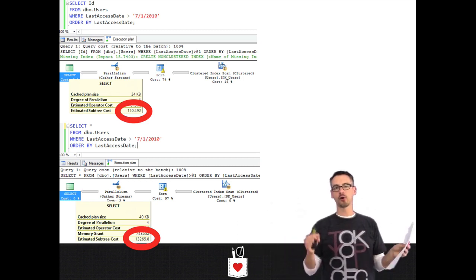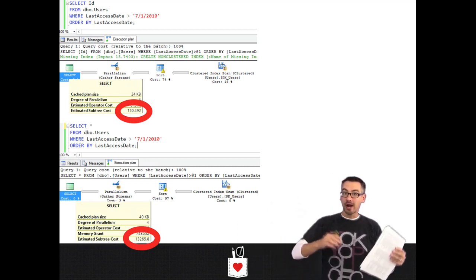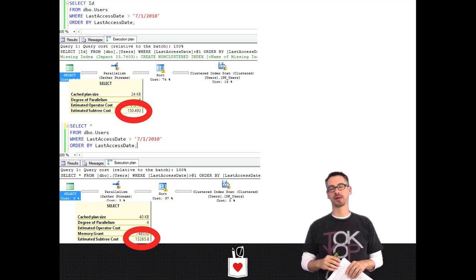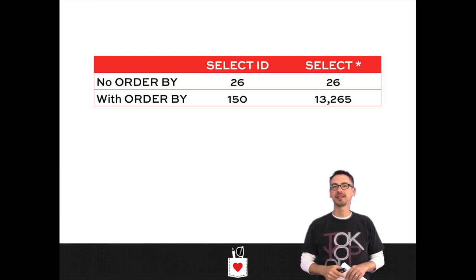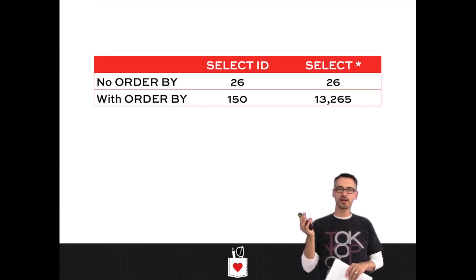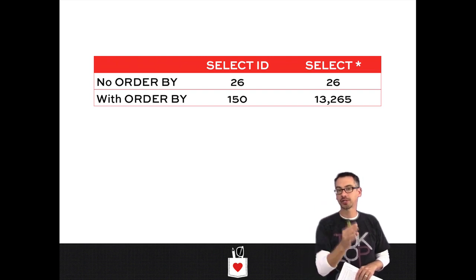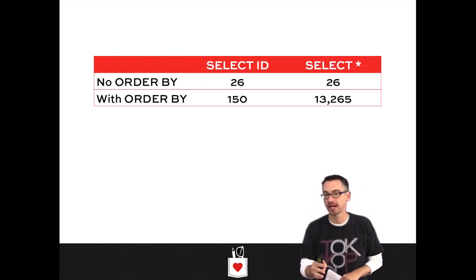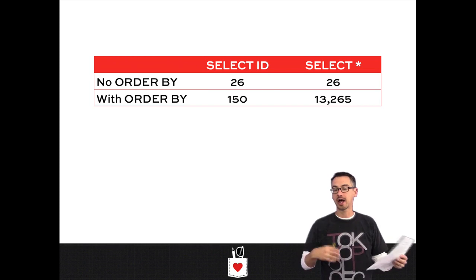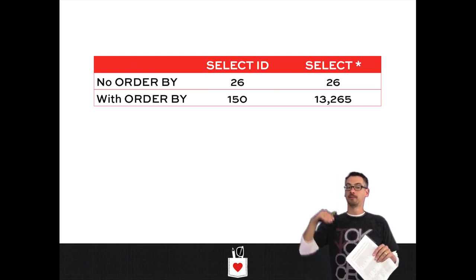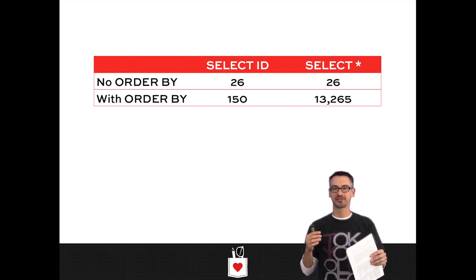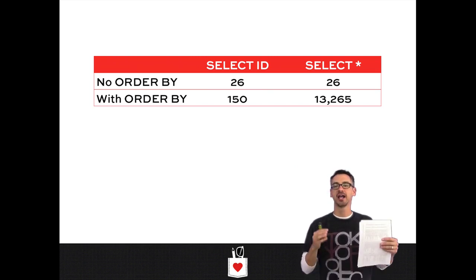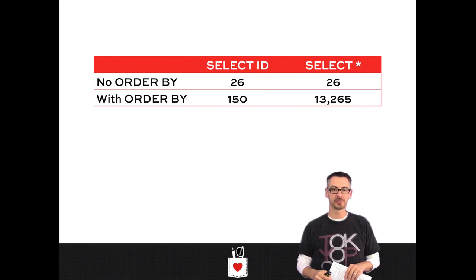13,000, or crappy Brent math, around 100 times more expensive in order to do the select star. Let's break this down to make it just a little bit more obvious. I've got a grid here, depending on whether or not I'm doing just the select star versus the select ID, and whether or not I'm adding an order by. Look at the costs start to skyrocket as I add in an order by, especially with more fields.